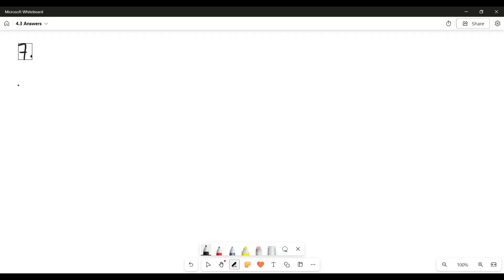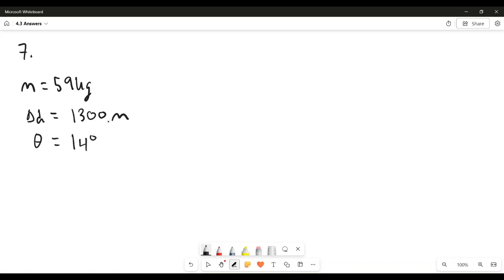So in this question, we have a skier. Anyways, we have a skier that has a mass of 59 kilograms, and basically the distance that the skier is traveling is 1.3 kilometers, which could be written as 1,300 meters. And we also have the angle, which is 14 degrees.